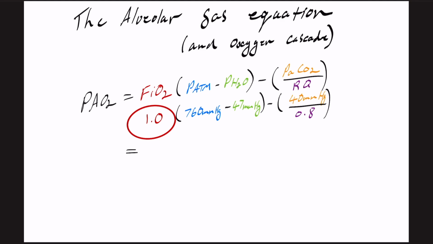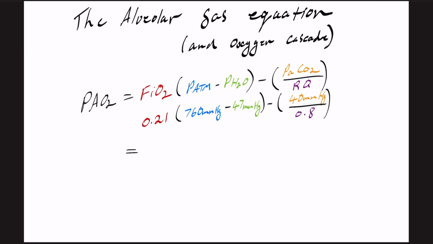And if we go through our equation again, remember our brackets, 760 minus 47, 713. And then for our CO2 portion, it's going to be 50 millimeters of mercury. So we just do 1 times 713 minus our 50 millimeters of mercury, will equal 663 millimeters of mercury. So instantly, by just increasing the FiO2, I've increased the partial pressure of the alveolar oxygen. So that would probably be our first step when we come across a hypoxic patient, usually anyway, to just turn up the FiO2.